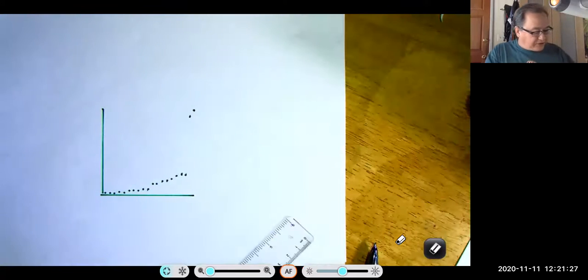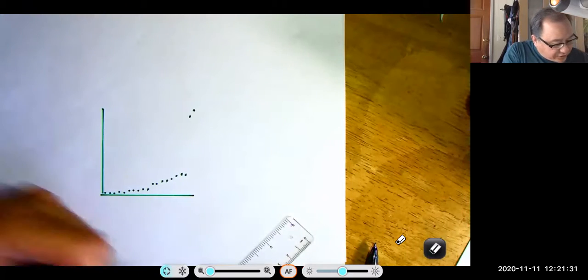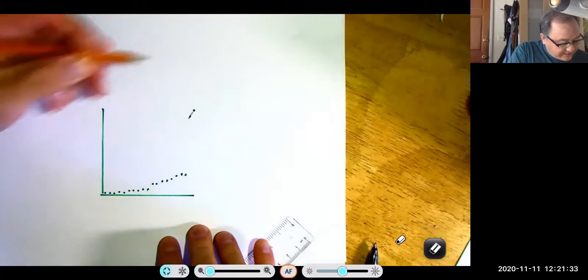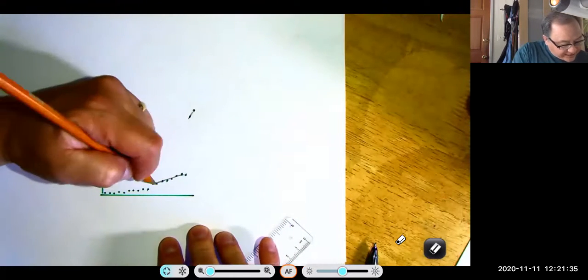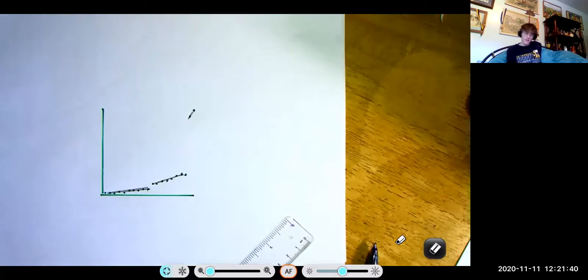What I'm asking you to see is that these two are one set, these are another set, and these are another set. So there are 3 sets there.